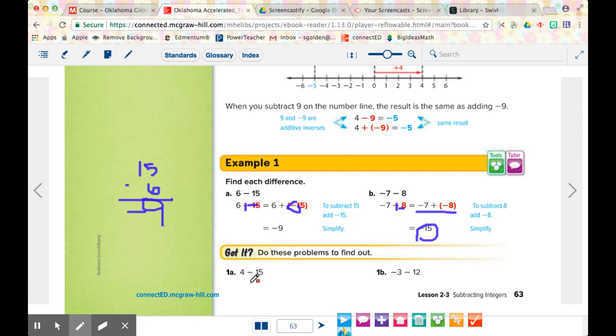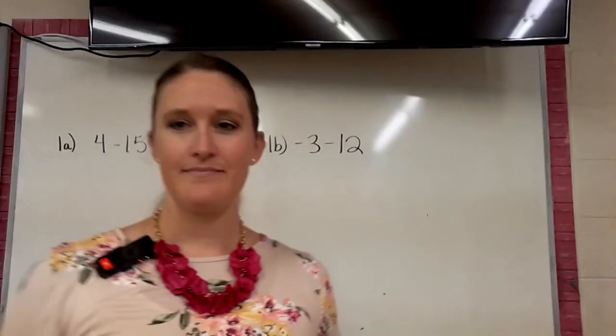So what I want you to do now is try 1A and 1B at the bottom. Use either one, either keep, change, change, or change the sign, add a line, whichever one is easier for you. And then pause the video so you can work those out, and then press play and I will work them out for you so you can see if you got them right or not.